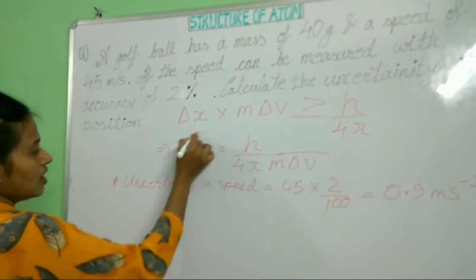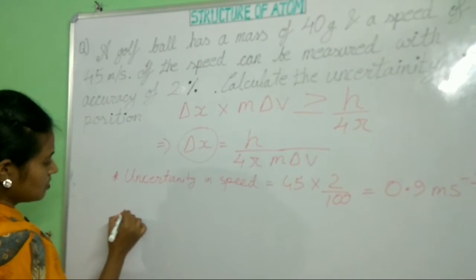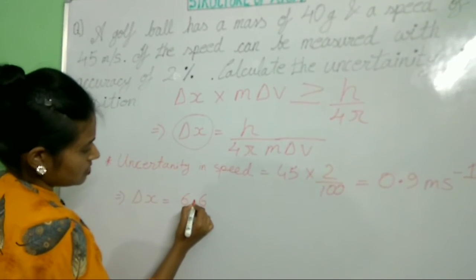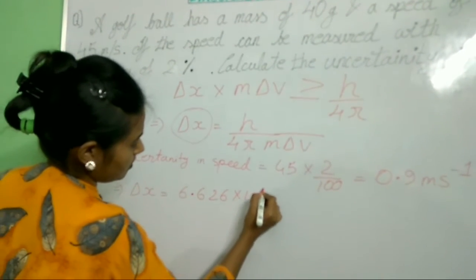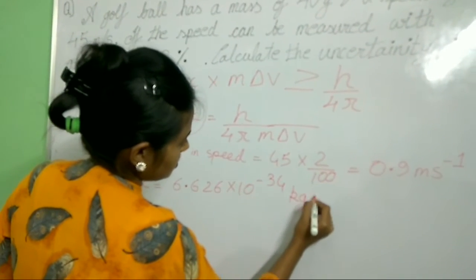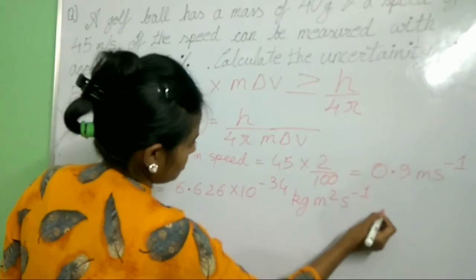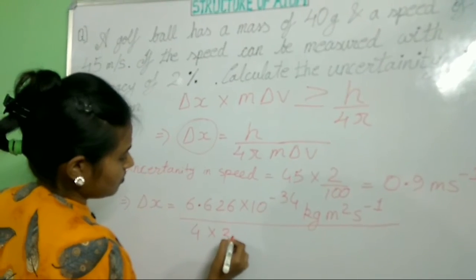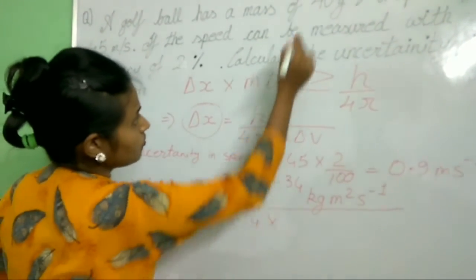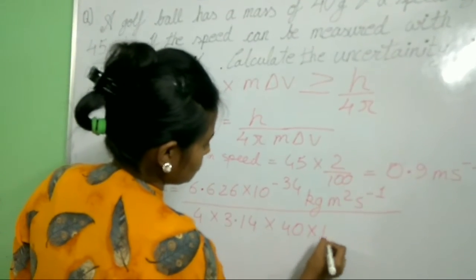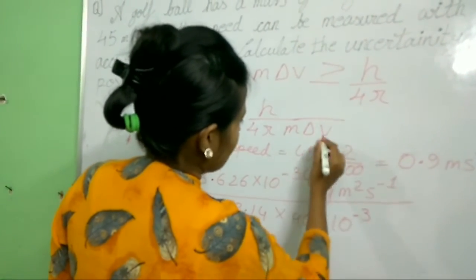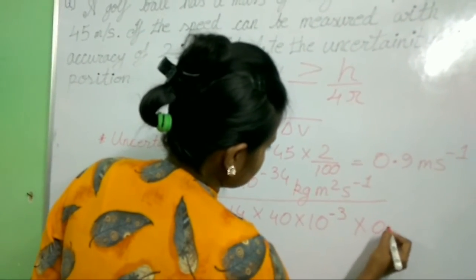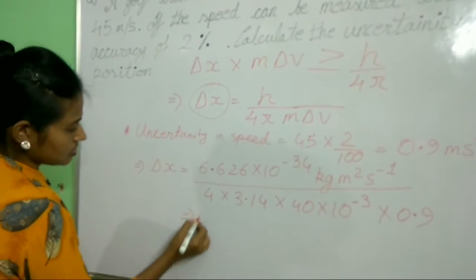Now we have to find out the uncertainty in position. So let us put the values. Right? Delta x will be, for Planck's constant, 0.626 into 10 to the power minus 34 kg meter square second minus 1, and 4 into pi, whose value is 3.14. What is the mass? 40 grams. So 40 into 10 to the power minus 3 kg, and the uncertainty in velocity, how much have we found out? 0.9. So if you calculate this, what is the uncertainty?